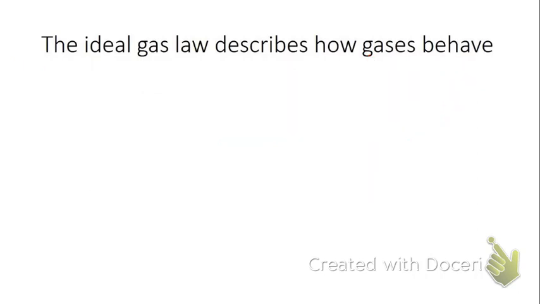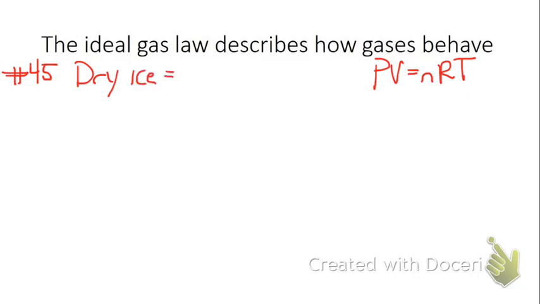So let's look at another ideal gas law problem. This is going to be number 45. We have dry ice. If you've ever seen dry ice, you know it sublimates, or it goes from a solid directly to a gas. So we put some dry ice in a balloon, and we have 28.8 grams of dry ice.